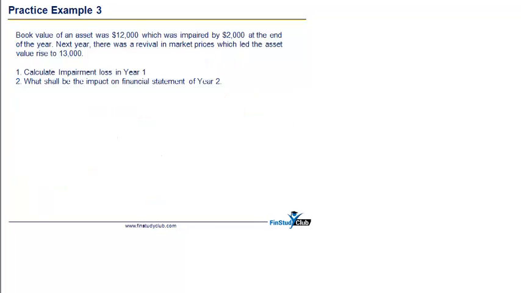Let's look at the third and an application-oriented example for impairment, wherein the book value of the asset, which is the written down value, is 12,000, which was impaired by 2 grand at the end of the year. Which means A is equal to L plus C, assets down by 2, and your profit and loss account goes down by 2, on 31st of December, first year.